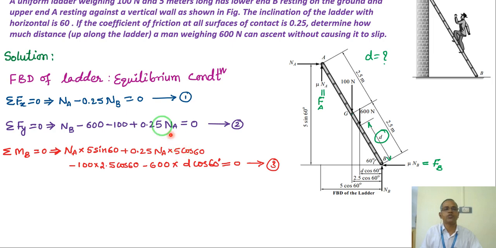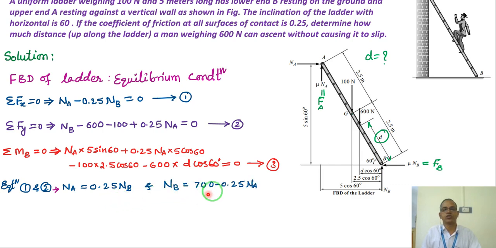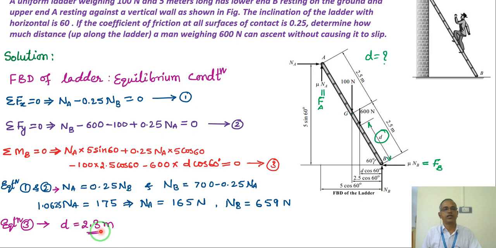Very simple. Now simply substitute here all variables into single variable. Right? Here what we get? NA and NB. Solve them. Right? Get one NA and put it here. I can find D. So solving 1 and 2, I get NA, which is 0.25 NB. Right? Then NB is equal to 700 minus 0.25 NA. So NA will become 165 Newton, and put it here and I get D. D is equal to 2.3.